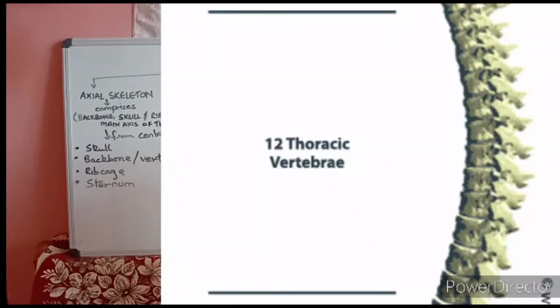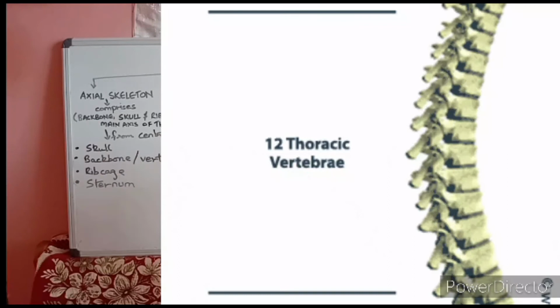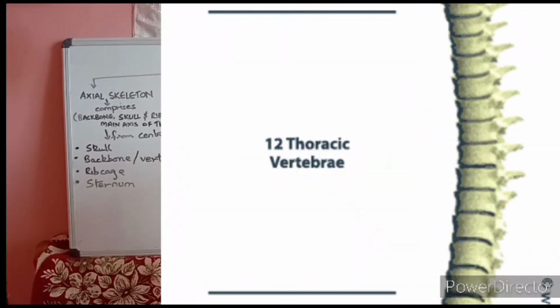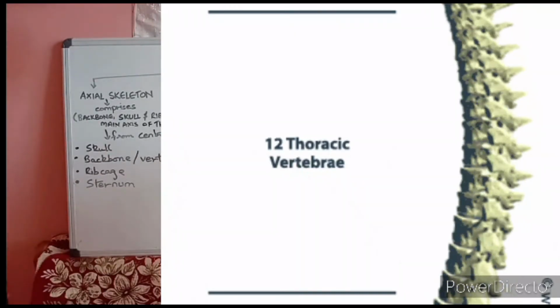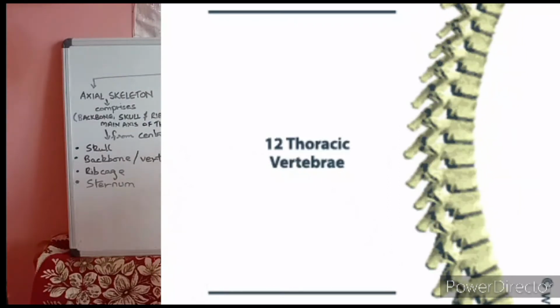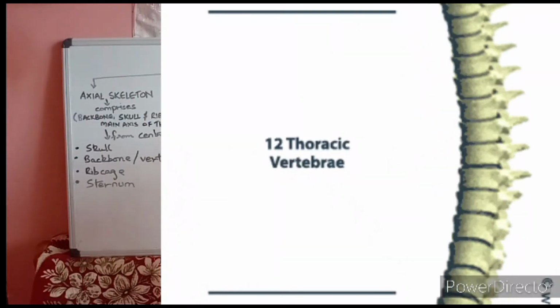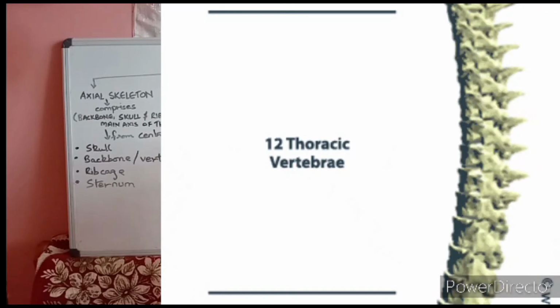Second region, it is the thoracic region. The bones there are known as the thoracic vertebrae. There are 12 thoracic vertebrae. The centrum is large and sturdy.